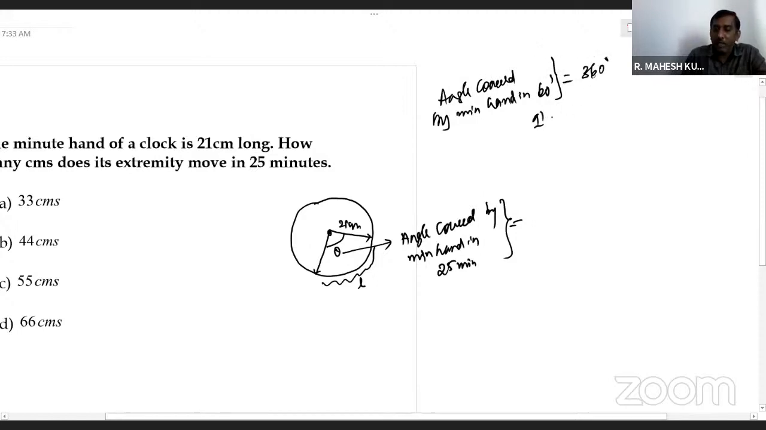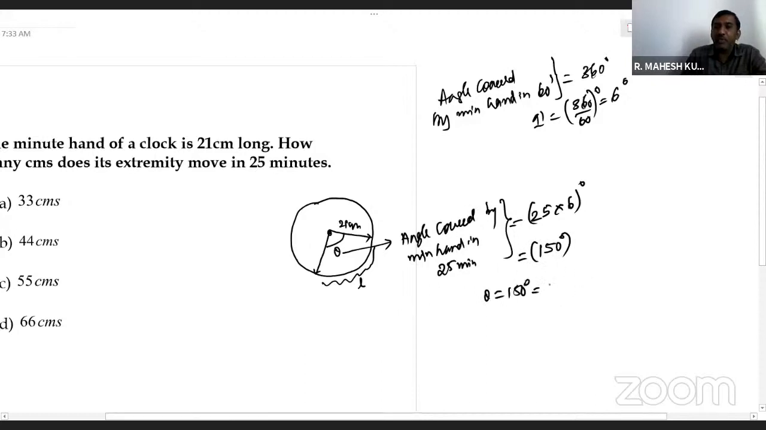In 1 minute it is 360 divided by 60. So it is going to be 6 degrees. In 25 minutes, how much is covered? It is going to be 25 into 6 degrees. So 25 into 6, how much is it for you? You multiply by 6, it is going to be 150 degrees. So now this is your theta. Now theta is equal to 150 degrees.